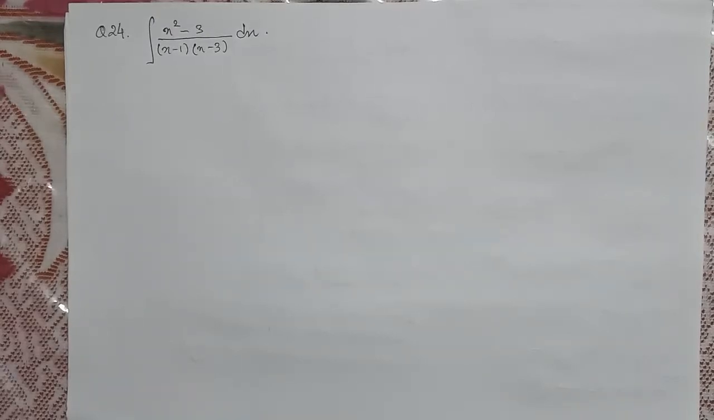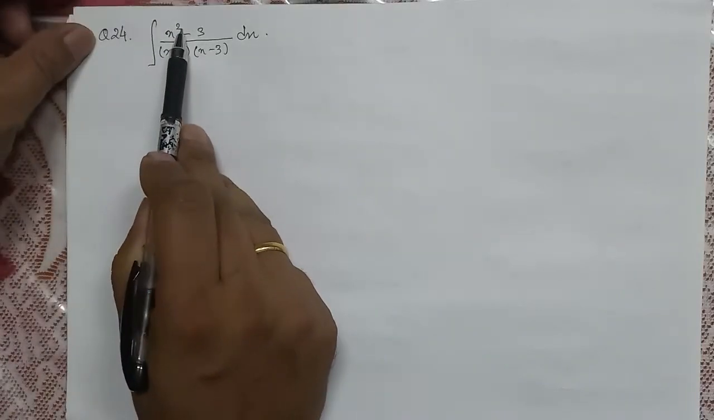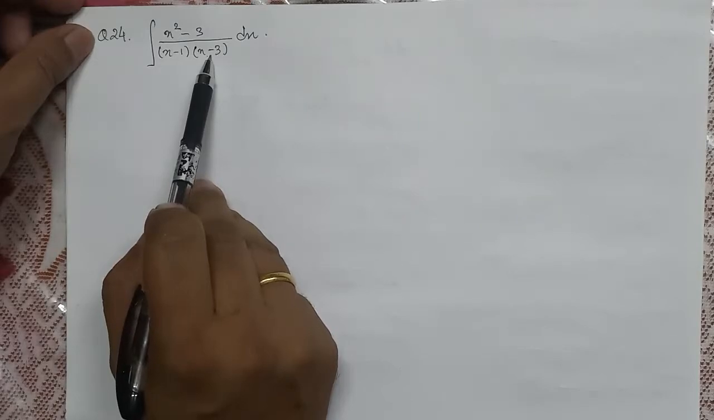Now dear student, another question is question number 24. It is similar to the previous one. One more question I'll do. Now say over in this question also, the index of the numerator is x square, and if you multiply the denominator, what you will get? The higher index is x square.